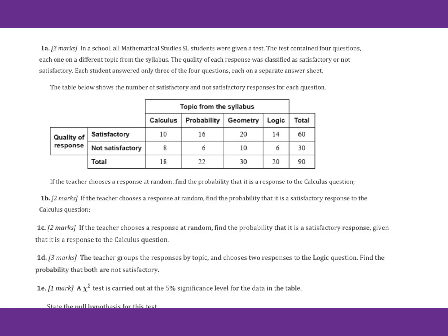This video is about a probability and a chi-square test. For 4a, the table below shows the number of satisfactory and not satisfactory responses for each question. If the teacher chooses a response at random, find the probability it's a response to the calculus questions. First of all, you need to figure out how many responses to calculus questions. You could see this total.